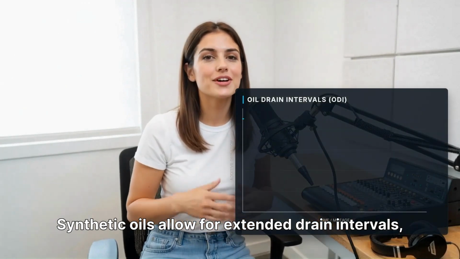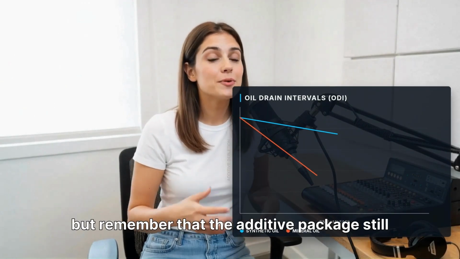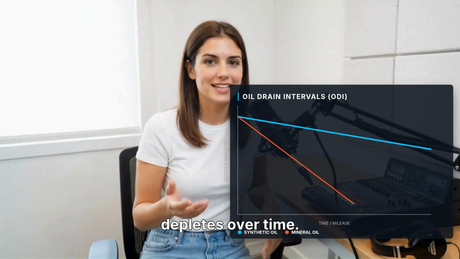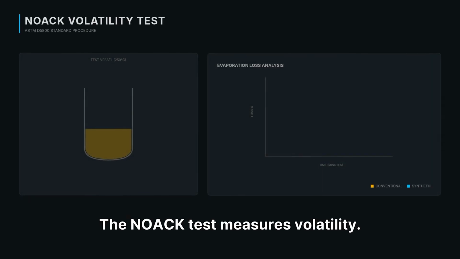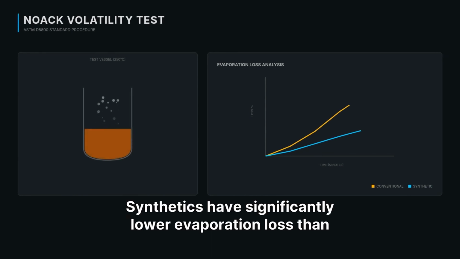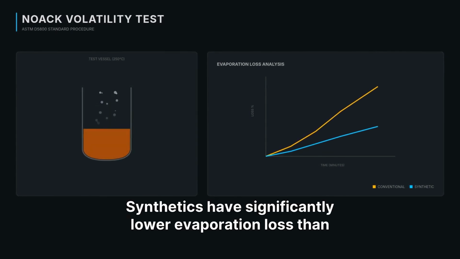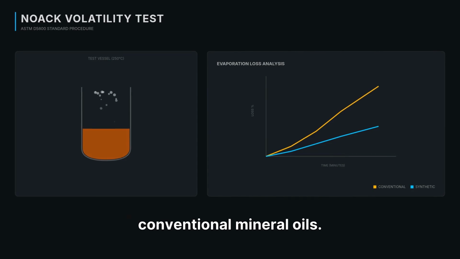Synthetic oils allow for extended drain intervals, but remember that the additive package still depletes over time. The NOACK test measures volatility. Synthetics have significantly lower evaporation loss than conventional mineral oils.